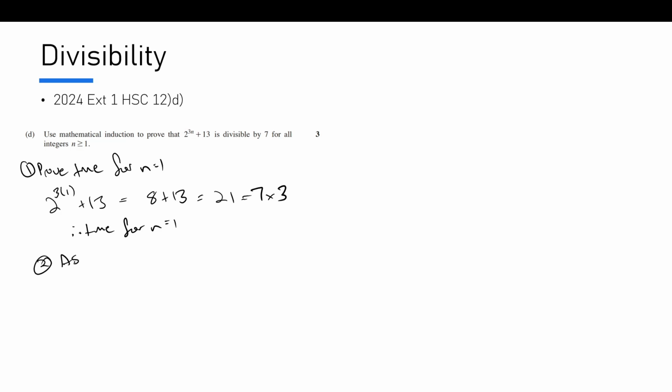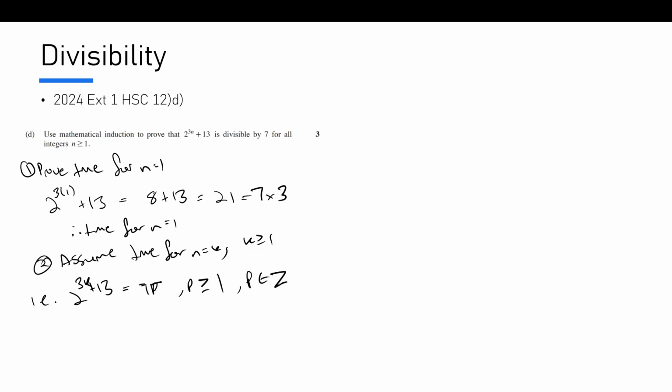Now, our second step is going to be to assume true for n is equal to k, where k is greater than or equal to 1. So now what we're going to do is develop some sort of expression here. So we have 2 to the 3k plus 13 is equal to 7p, where p is greater than or equal to 1, and p is some positive integer. Now, step 3. Prove true for n is equal to k plus 1.